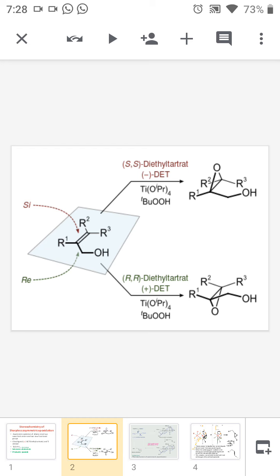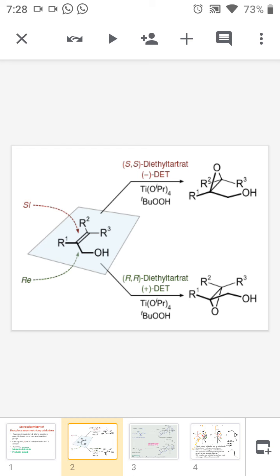Then first of all, we have to produce the chiral catalyst by mixing titanium isopropoxide and diethyl tartrate, which is acting as a ligand, and it is an optically active ligand. So it is represented by DET. It may be plus or minus. And we also used an oxidizing agent as tertiary butyl peroxide.